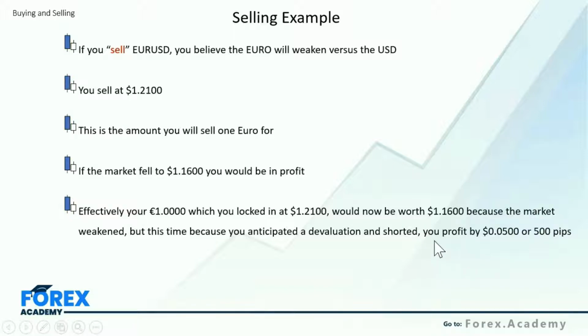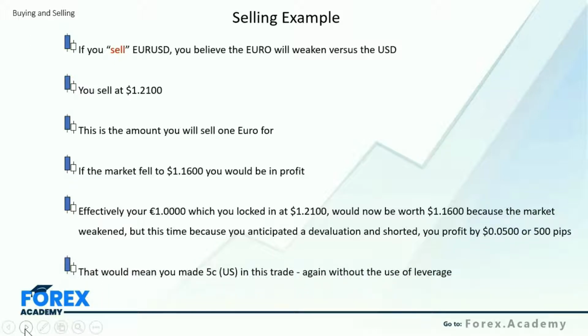So you could still profit by 0.0500, or 5 cents, which in trading terms would be a fantastic performance and a 500 pip return on that trade. So this time, it's the same principle involved in buying a market, but looking at it from a slightly different perspective. We are looking to sell. That would mean you made 5 cents US profit in this trade, again without the use of leverage, which is what we're referring to in this particular example. So this time we're benefiting from a devaluation in price.